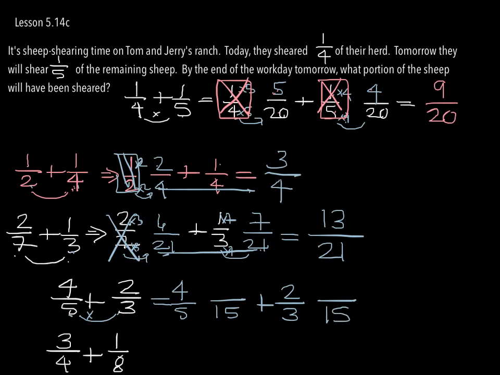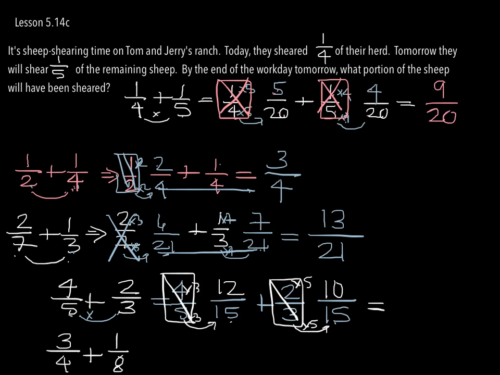So what do I do? How did I get from 5 to 15? Well, I multiplied by 3. Whatever I do to the bottom, I do to the top. 4 times 3 is 12. Excellent. 3 to 15, I multiplied it by 5. I'm going to do the same to 2. 2 times 5 is 10. Now, I've already changed the language, so I can cross these out because I'm working with these now.